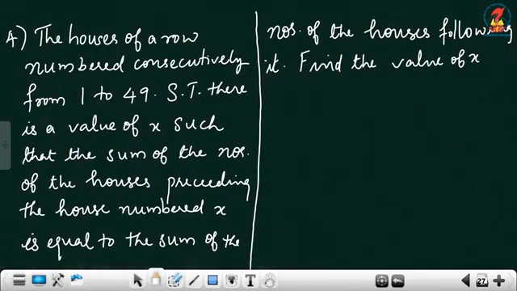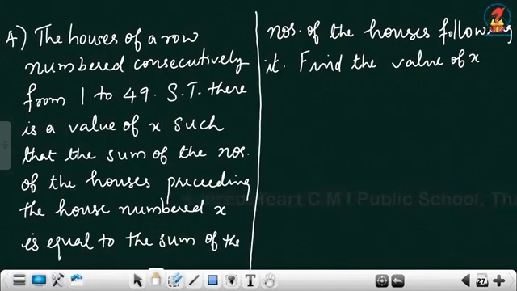Next is the fourth question. The houses of a row numbered consecutively from 1 to 49 show that there is a value of x such that the sum of the numbers of the houses preceding the house numbered x is equal to the sum of the numbers of the houses following it. Find the value of x.